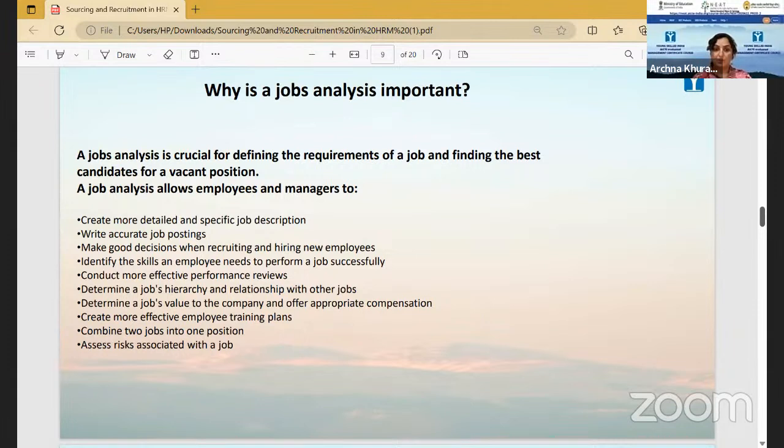Then determining a job's value to the company and offering appropriate compensation. Now, sometimes when you're writing the job analysis, you realize that there are very few skilled people to perform this job in the market, right? So this is where you get to see that, okay, this job's value for our organization is really high. You will see there are a lot of positions like business analyst.